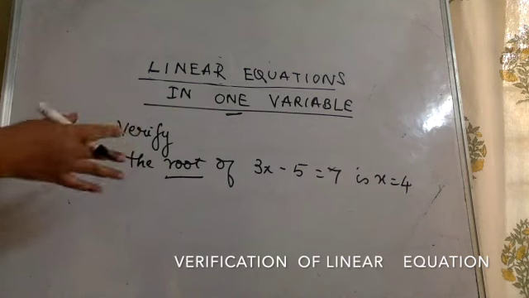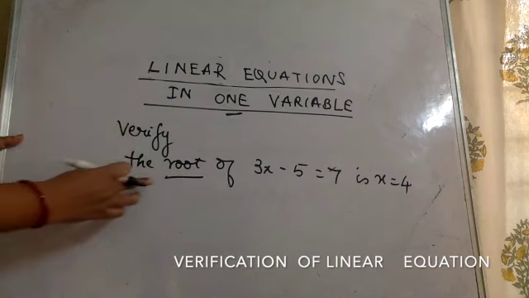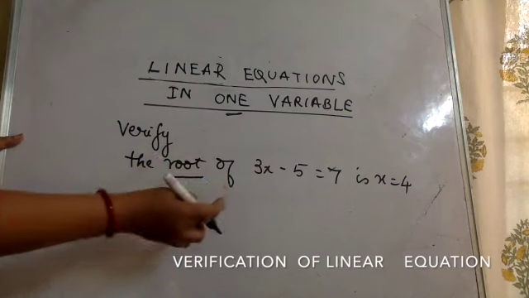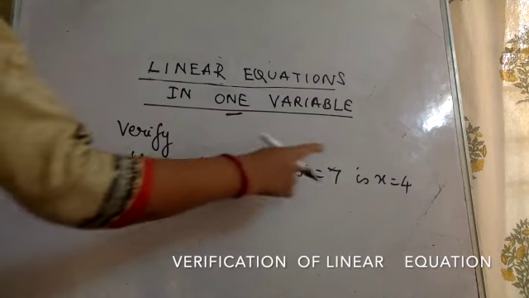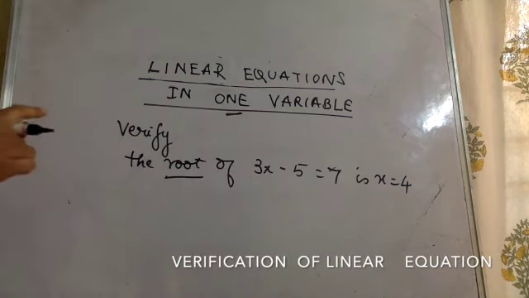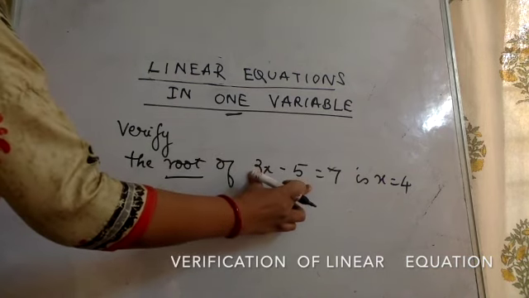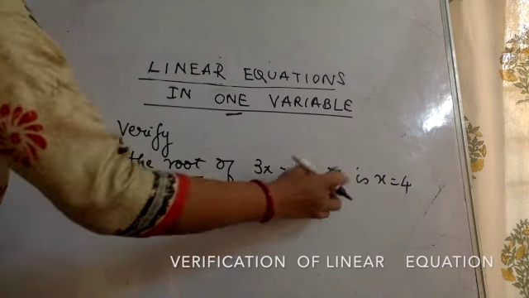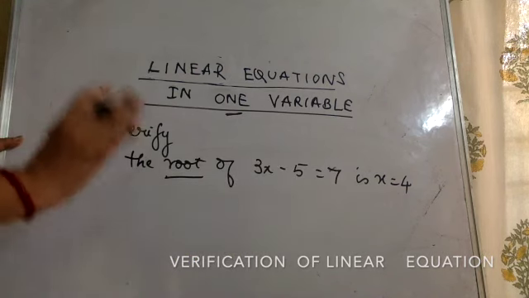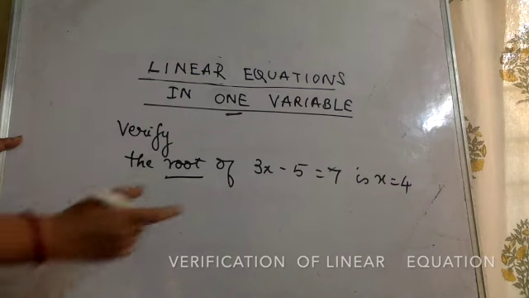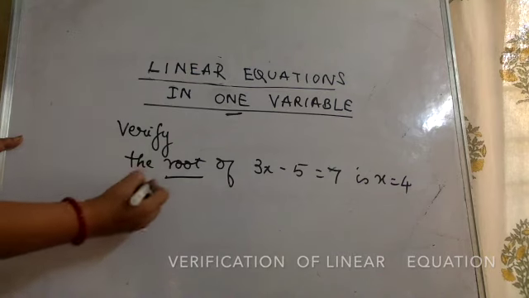To explain it in a different way, root means that value of x which we substitute here, then it will solve this equation. Okay, so if we substitute x is equal to 4 and then solve this much part, we should be getting a 7. Then the value x is equal to 4 is a correct value, is a correct root.